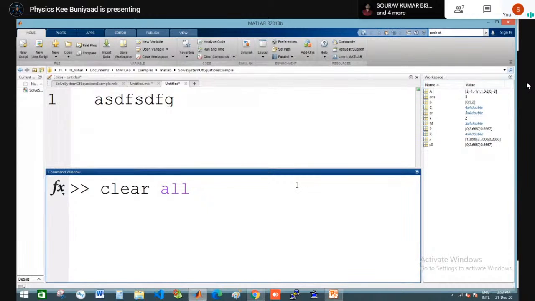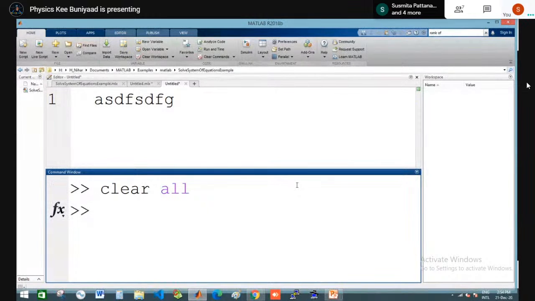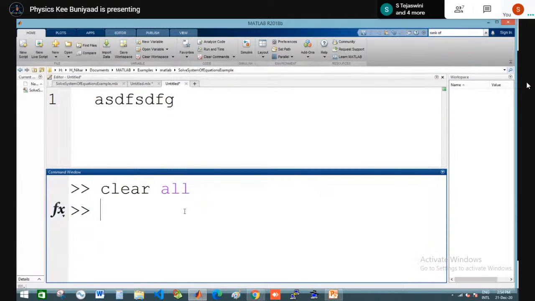Now whatever values are there, we want to clear them. So write clear all. Now if he gives enter, all those values will be cleared. On the workspace, nothing will be there. You can see that the workspace is clear. Now Akira, write x = 5.8; y = 3.2.